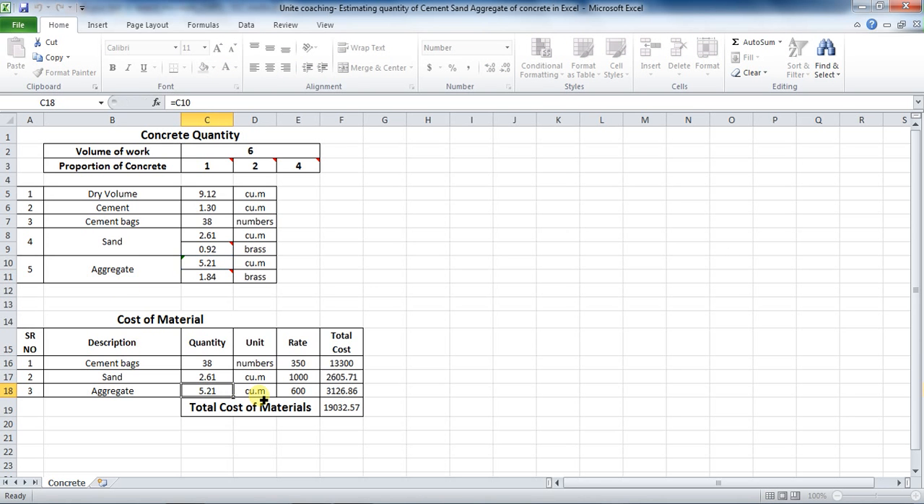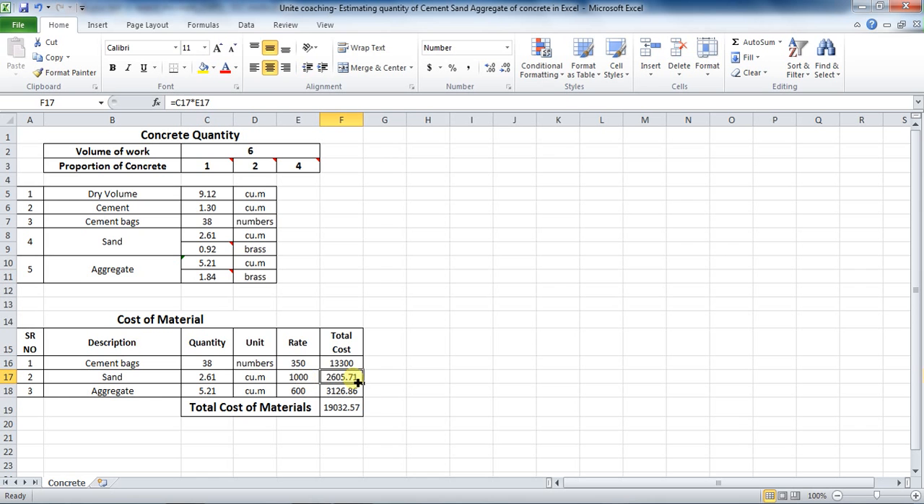I have taken the rate of one bag of cement as 350 rupees, rate of sand as 1000 rupees per cubic meter, and rate of aggregate as 600 rupees per cubic meter. So, to calculate the total cost, just put formula as quantity multiplied by its rate. For total cost of cement bags, put it as equal to cell C16 into E16, which comes to be 13,300. Similarly, calculate total cost of sand and aggregate by multiplying its quantity with rate.